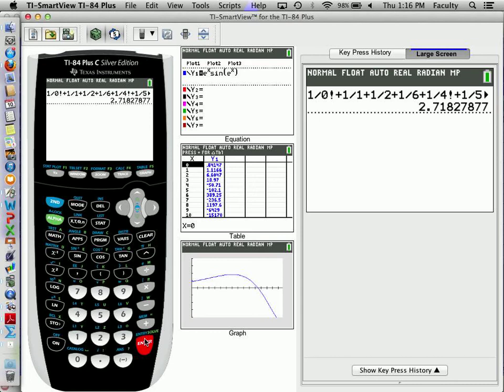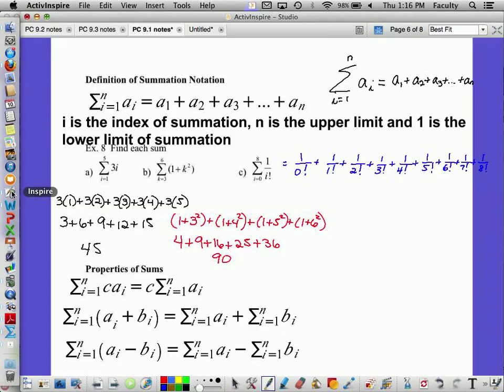What number is that? You know what number that is? e. So this is approximating e. If I go to infinity, it does in fact equal e. But we're getting about 2.718, which is approximating e. If you're going to go into engineering and you take Calc 2, you'll see this. You'll see series in Calc 2.